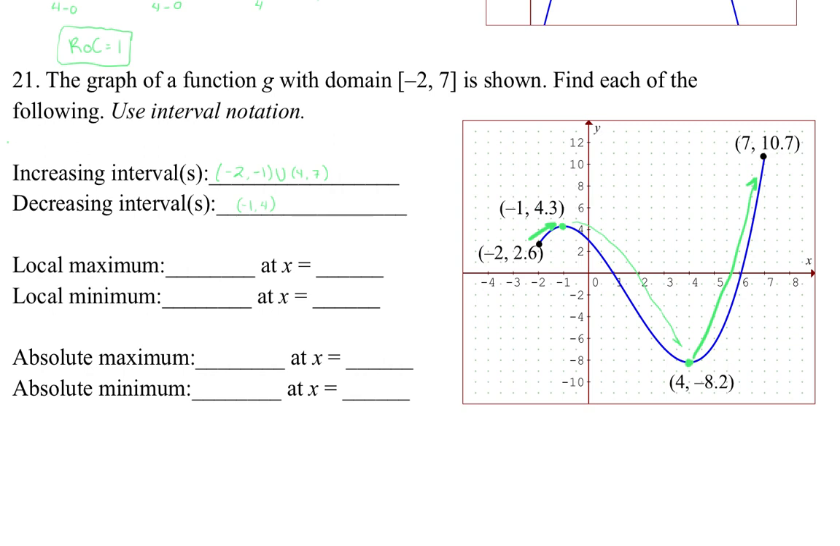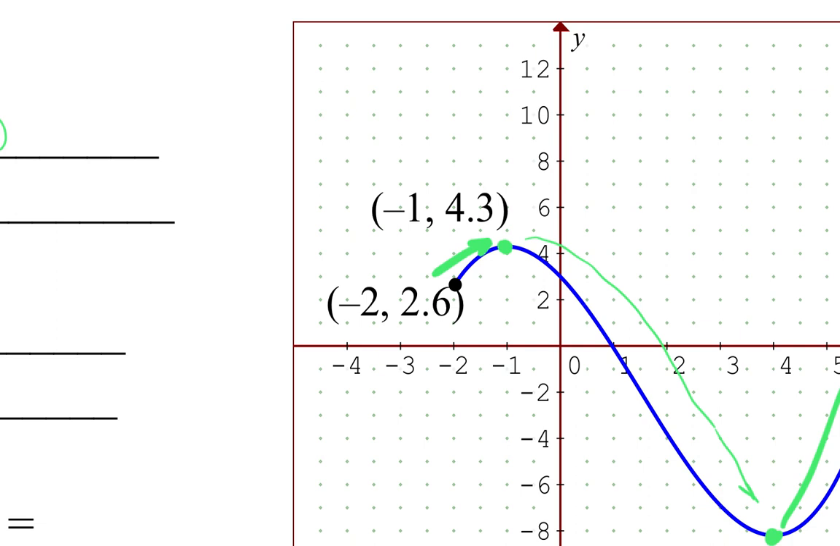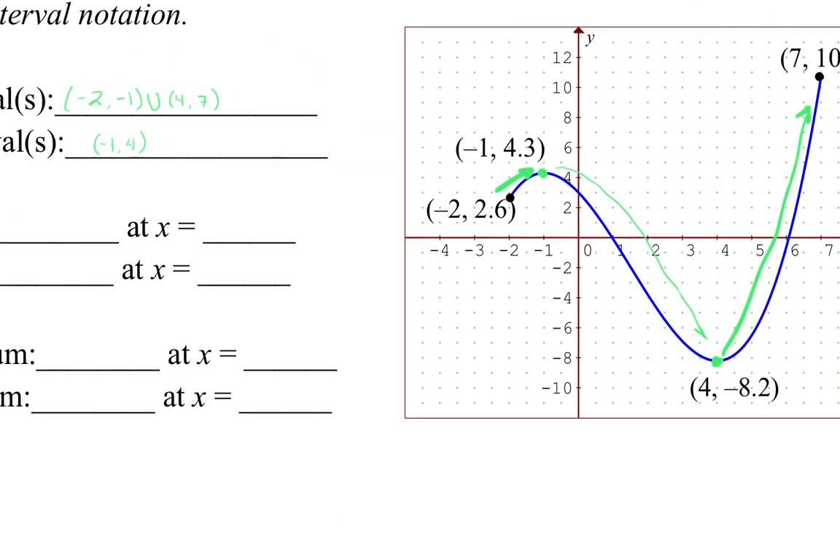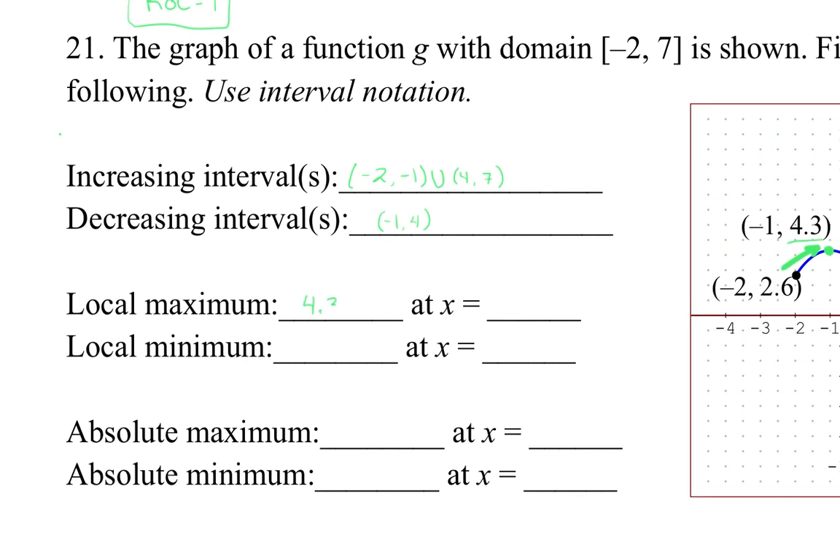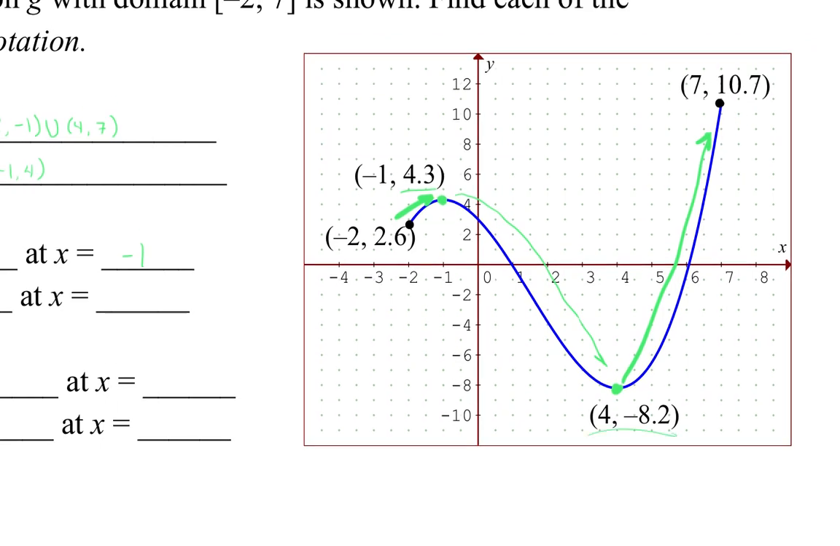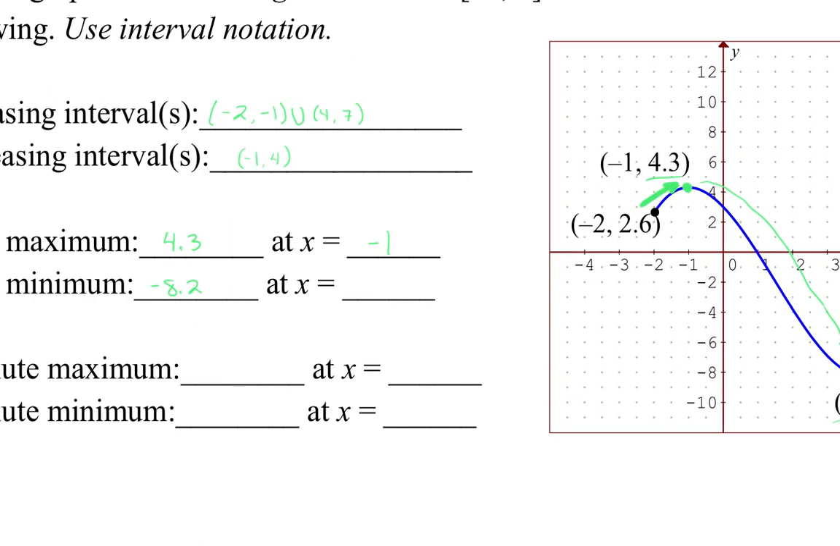Now, we are going to look at our local maximum. That is going to be here at this point, because we can see from either side, we're going up to it, and then that is the maximum value that we're going to achieve. So that is going to be a value of 4.3 at x equal to negative 1. And then we have a local minimum here with a value of negative 8.2 at the point x equals 4.